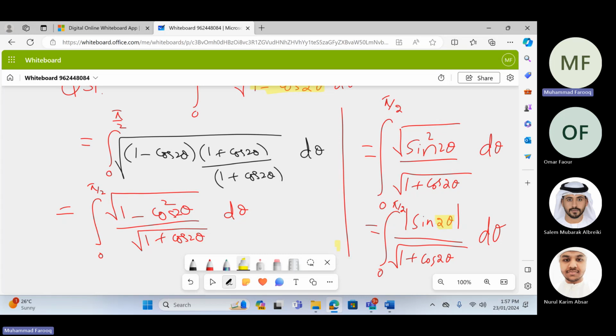Up to 90 degrees, it's positive. 2 times pi by 3. That's it. Put theta as pi by 4, but do not forget you have 2 also.